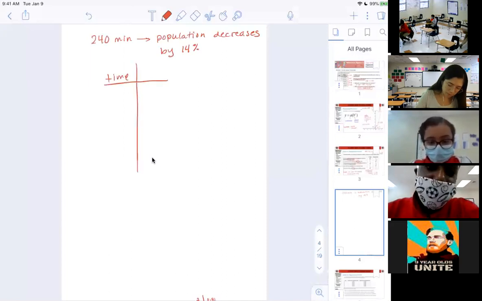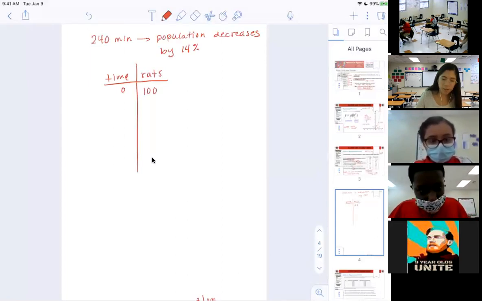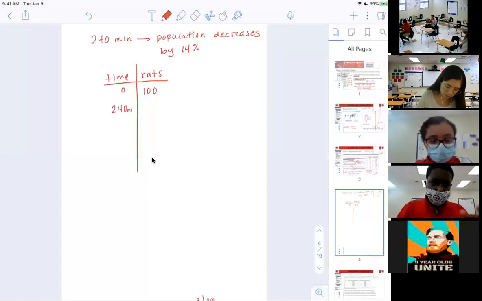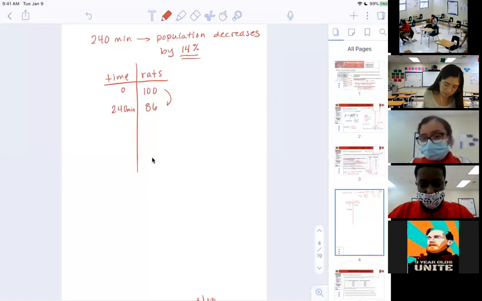That's a lot of rats. Well, not really. So at 0, we have 100. After 240 minutes, it goes down by 14%, right? We have 86 rats now. 86, because this is minus 14%. Or you can think about it as multiplying by 0.14.